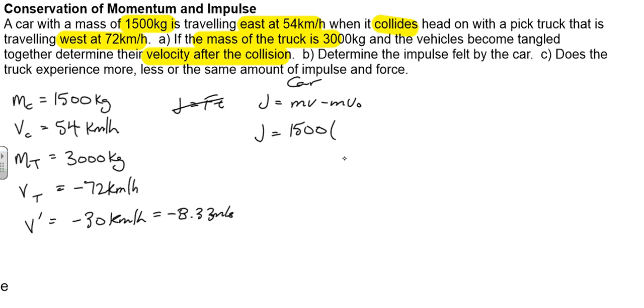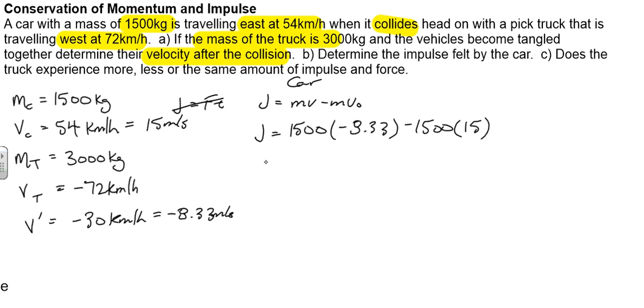Velocity has to be in meters per second because it ties with force, and force is always dealing with seconds and meters per second squared. So the final velocity is 8.33, and then I'm going to subtract the mass again times the initial velocity it had, which is 54 kilometers per hour.